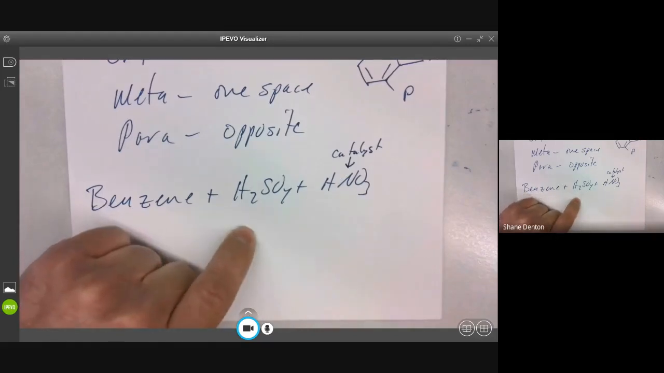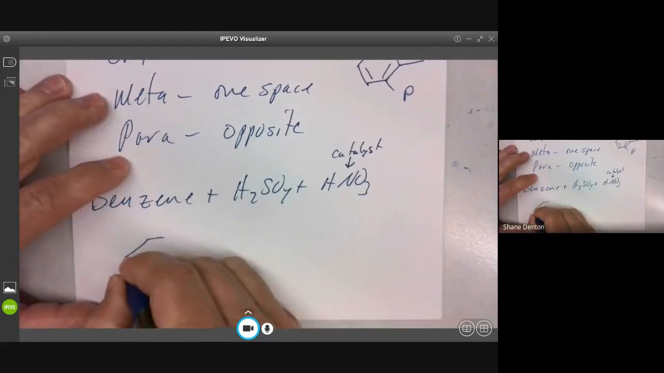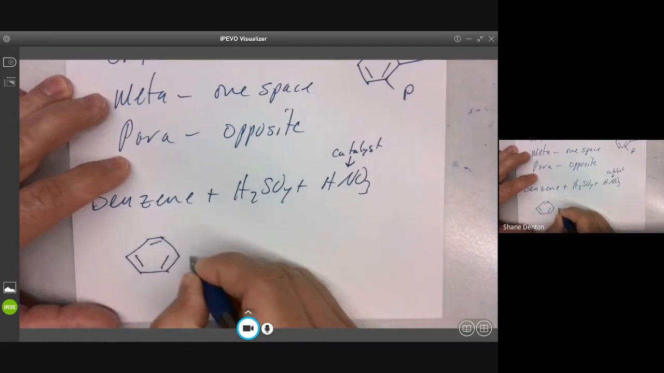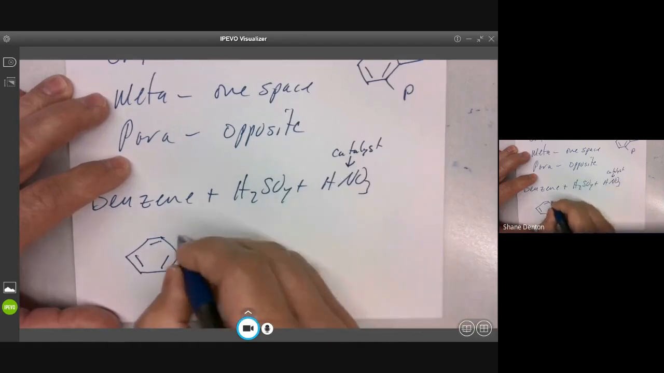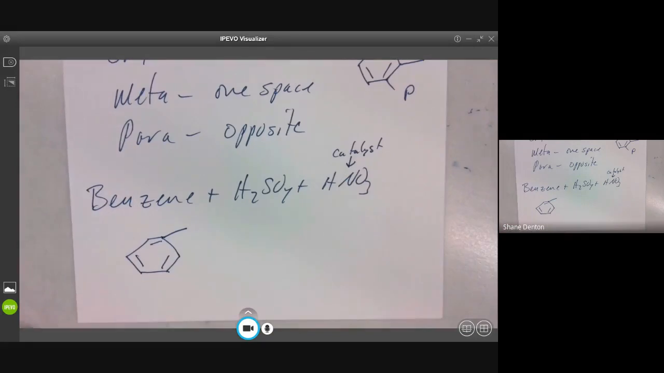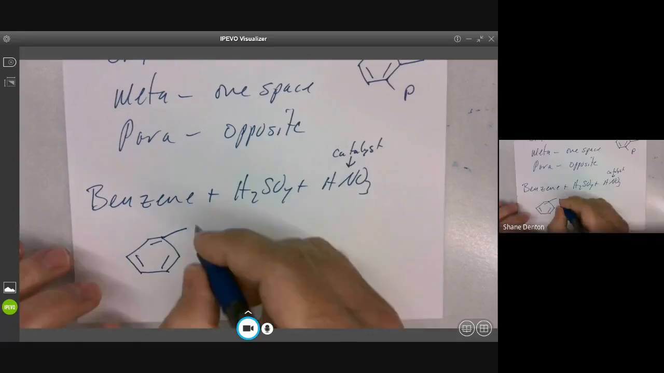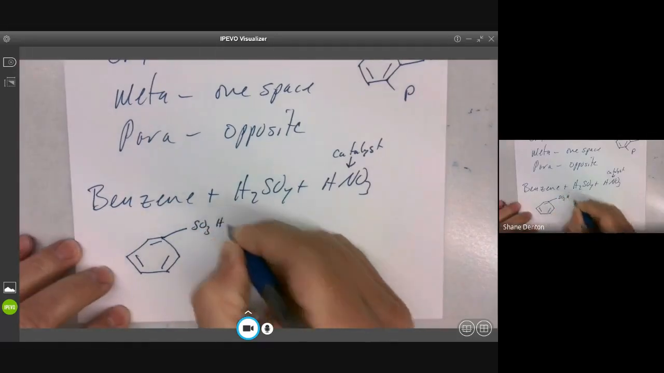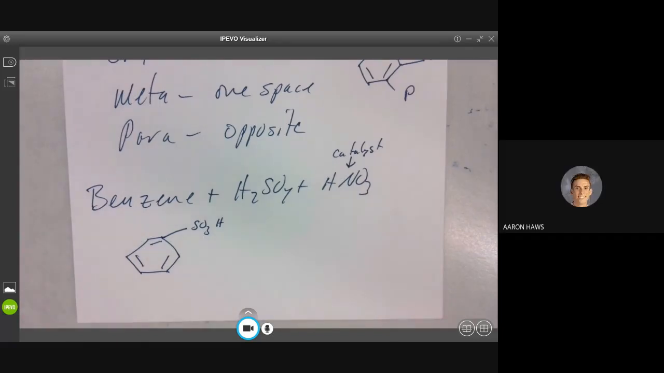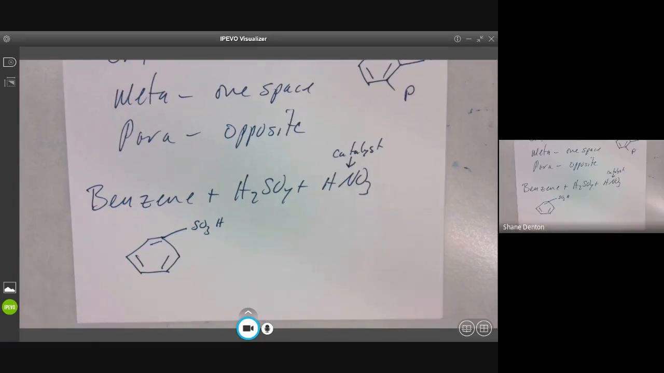Does anybody know what will happen here? So if I take a benzene, and I add this to it, do you remember what happened there? No, I'm not sure. No, this is the one that gave me SO3H. Didn't you ask me this in an email one day? Okay, yeah, I remember that one. There's a question on the homework that talks about this.